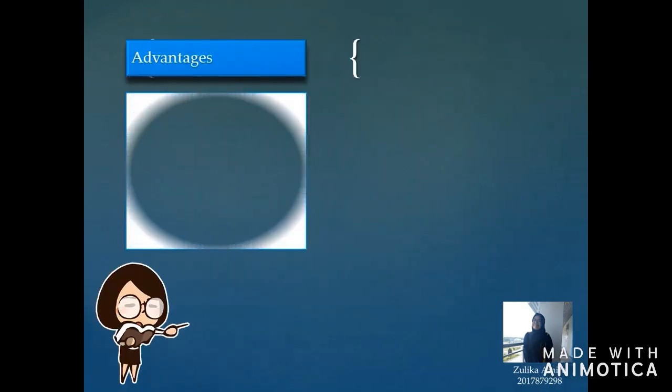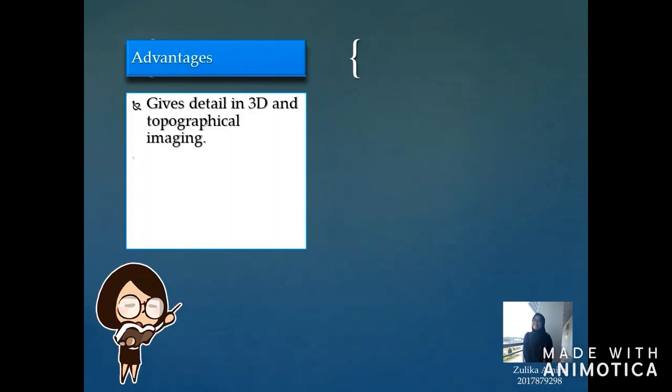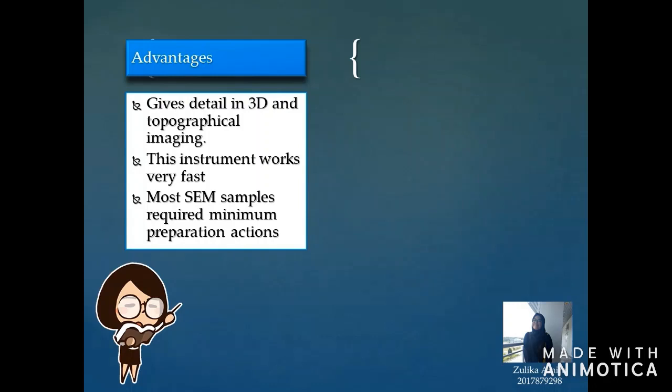The advantage of the scanning electron microscope is that it gives detailed 3D and topographical imaging. Next, this instrument works very fast. And the last one is that most scanning electron microscope samples require minimum preparation actions.